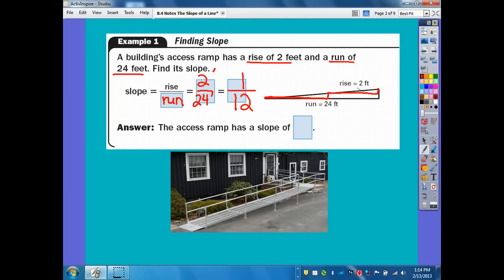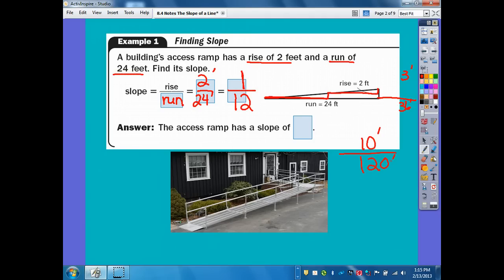So, if I want to have something 3 feet tall, how long would it be? 36 feet. It would be 36 feet. How about if I wanted a ramp 10 feet tall, how long would it be? Well, if there's 1 to 12, 120 feet. Yeah, there you go, because then you take 12 times 10, you'd get the 120 feet long.